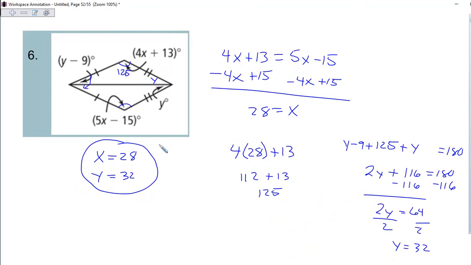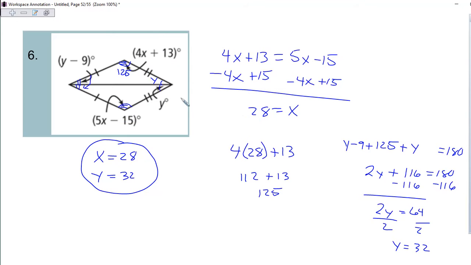And our last one, number 6. This will work the same way as the last problem did. This diagonal cuts it into 2 congruent halves, so this is congruent to this. This is congruent to this. And then our last one, our third angle, is congruent to each other. So we solve for x's by setting those equal first and get 28.